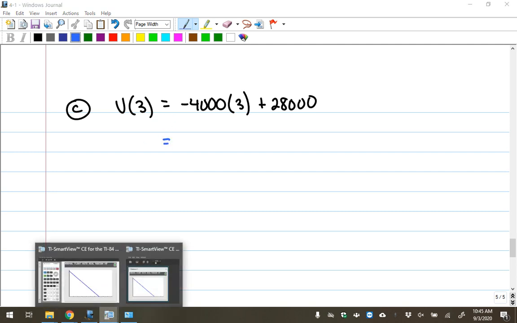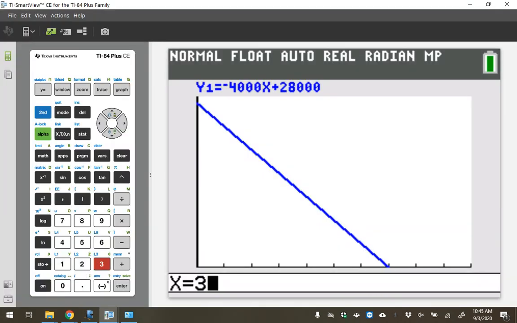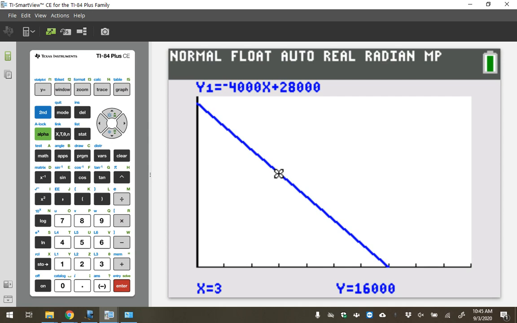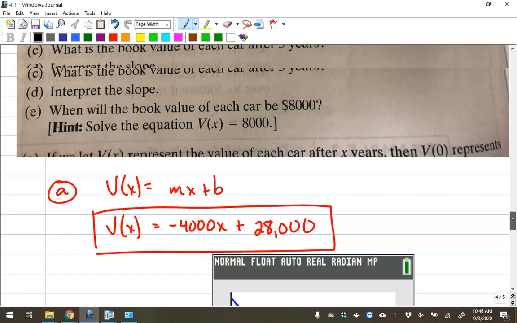So I actually may use my calculator to help me do that. I'm going to hit trace 3. 16 grand. I'm not going to waste that good graph I did. With that function, if you work that out, 28,000 minus 12,000 is 16,000. Always. Okay. But I did all that work for the graph. I'm going to use it a bit. All right. Go back up here.